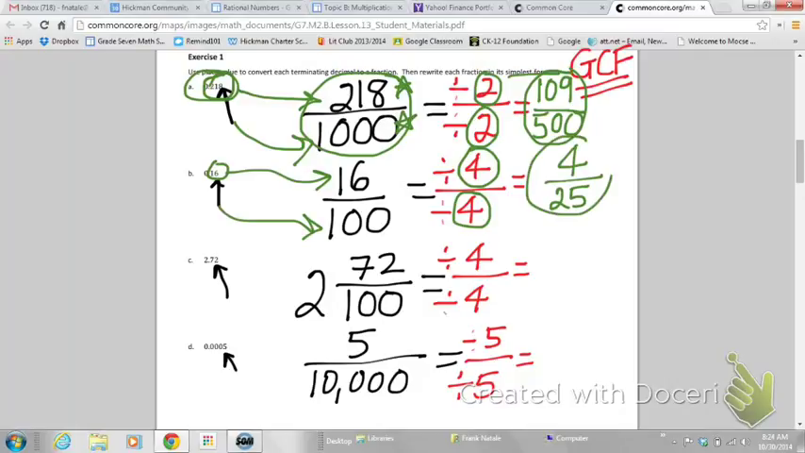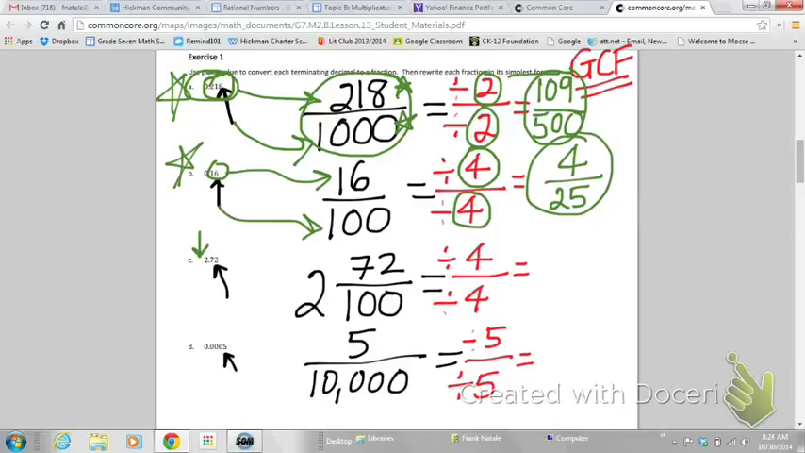So these fractions that I'm creating here, this 109/500ths is equivalent to this decimal over here. They are the same amount. They look a heck of a lot different, but they are the same amount. Same here. The 4/25 is the same as 16 hundredths, or 0.16 over here. They are equivalent.